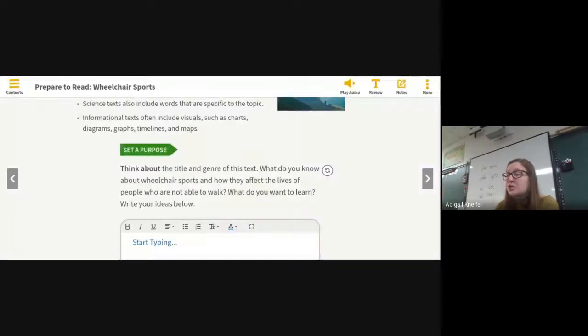How long does it take people to learn this sport? Right, because if there are different rules, say for basketball, you have to relearn that. Relearn the new rules. How do you dribble a ball in a wheelchair? So you guys have some great questions. Hopefully we'll be able to figure some of these out.